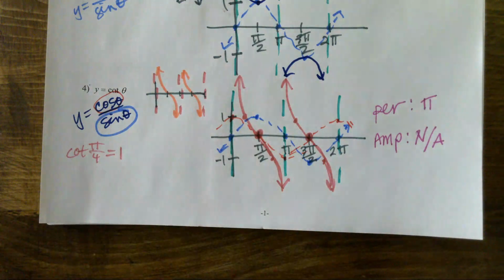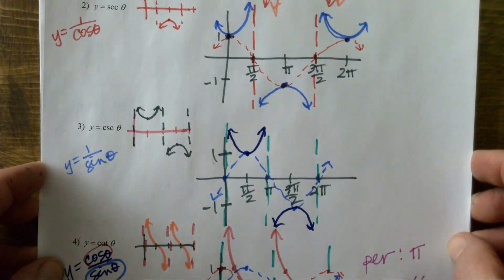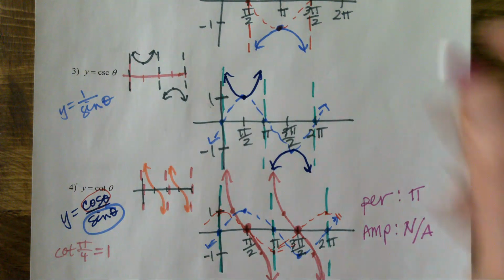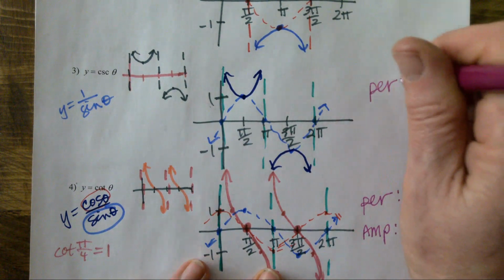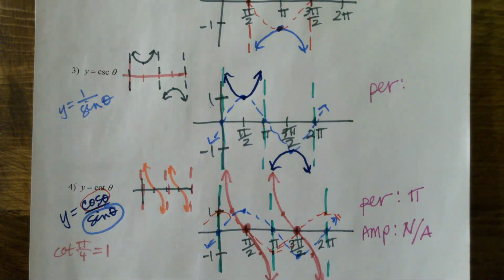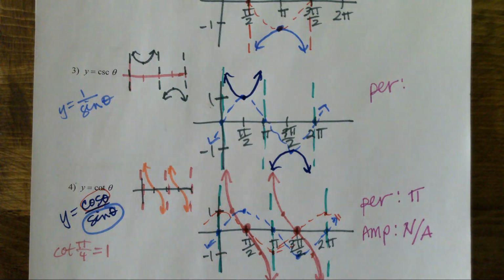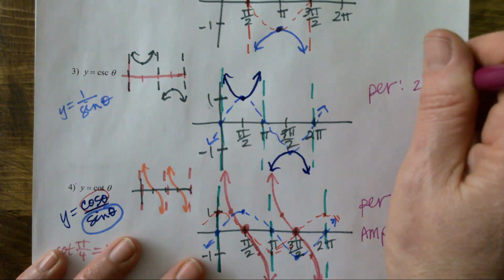Because we can't ever get to infinity, so I can't give a measure. So I just say not applicable. Let's go to cosecant, working backwards here. Period and amplitude. How long does it take for the cosecant to repeat itself? The full time, just as long as it takes sine and cosine. So in this case, it's going to be as long as sine and cosine, that is 2 pi.